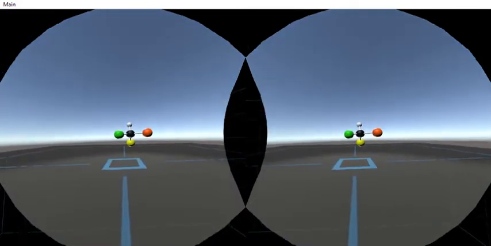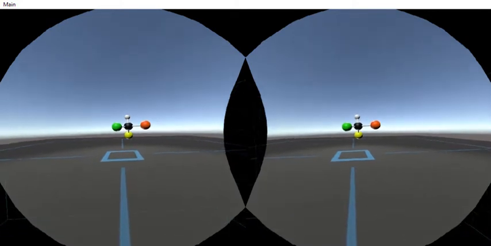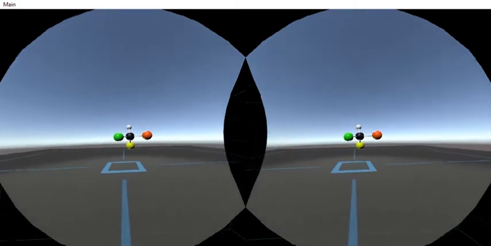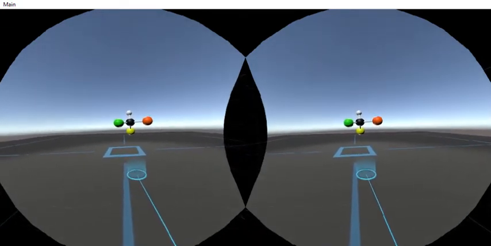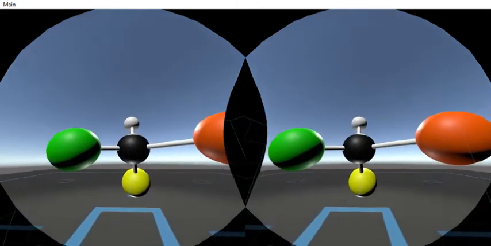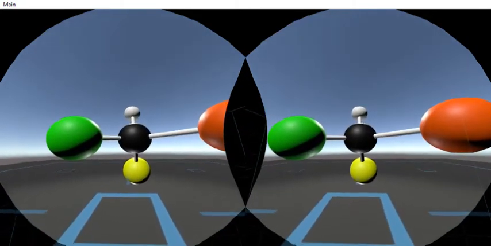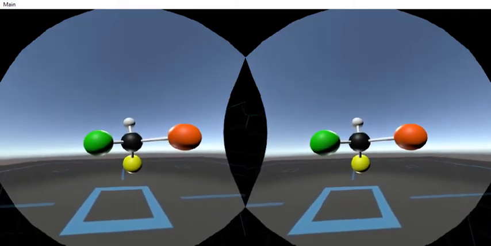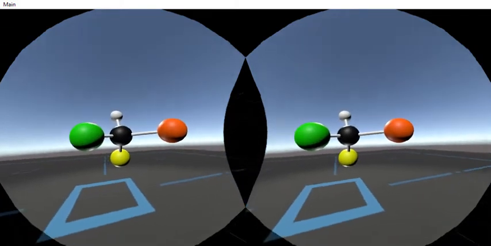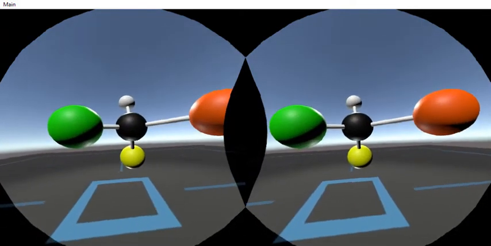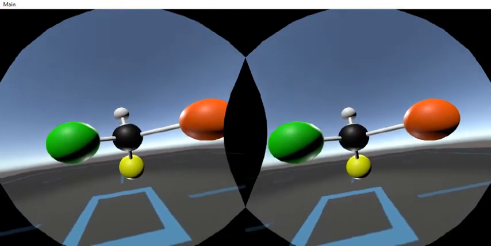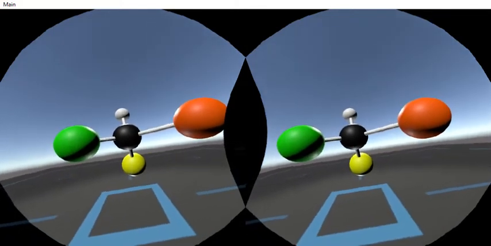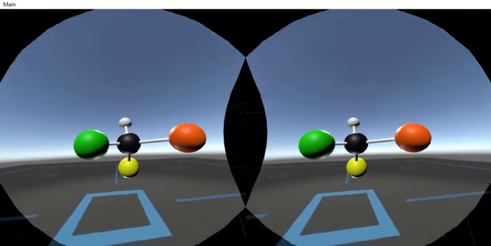Now let's do that for a Fischer projection. So in this Fischer projection, the green and red are pointing towards you, and the white and yellow are pointing away from you. So let's walk up to the molecule, and what we can do is predict the clockwise orientation of groups if the white is away from us, and that would be red going to yellow, going to green. If the yellow ball was away from us, we would be going from white to red to green.